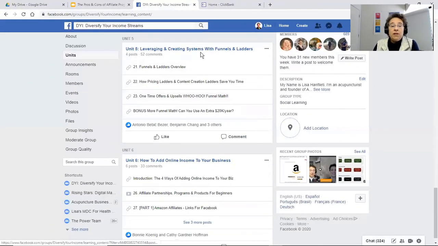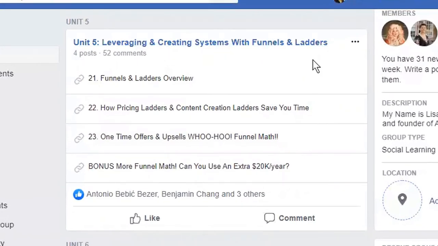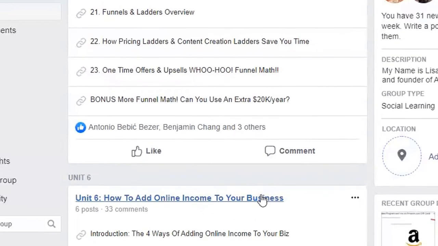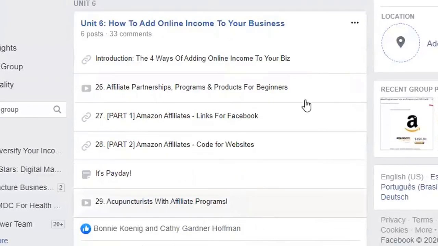Then Unit 5 was leveraging and creating systems with funnels and ladders. This happens to be my favorite unit. This is where we talked about the sales funnel, the content creation ladder. So hopefully you went through all of those or you're going through them now. And now we are in Unit 6.